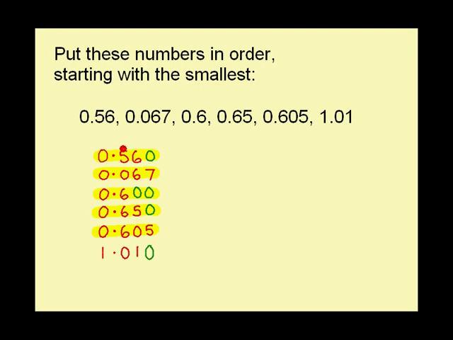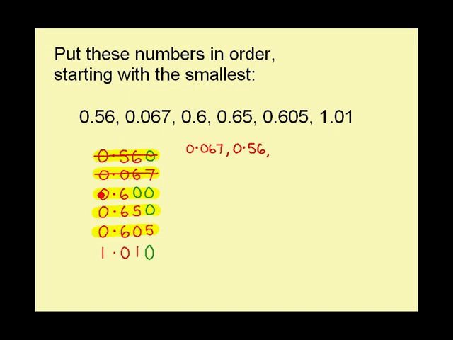Looking at the next digit, I can see I've got a 5, a 0, or 6s. So the 0 one must be the smallest number overall. So we start with 0.067. Now the one with a 5 in this position as opposed to the 6s must be the next one. Notice that I write 0.56 because I added that green 0 myself. It wasn't part of the original question.